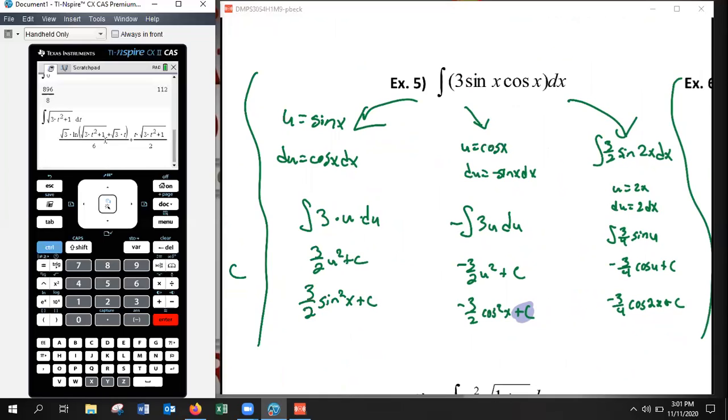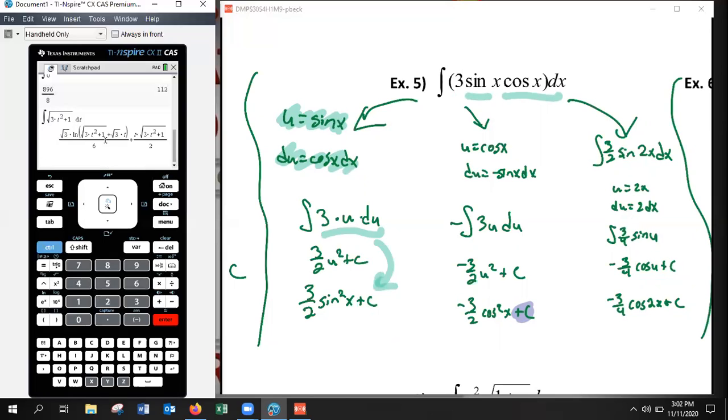So if we take a look at this situation, the very first thing that I have is, I decided to say u equals sine of x. So of course, du is cosine of x. So we have 3 times u times du, which is what I have here. Integrate, I get that expression.